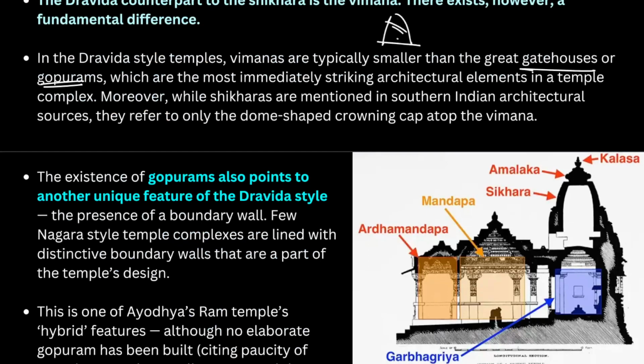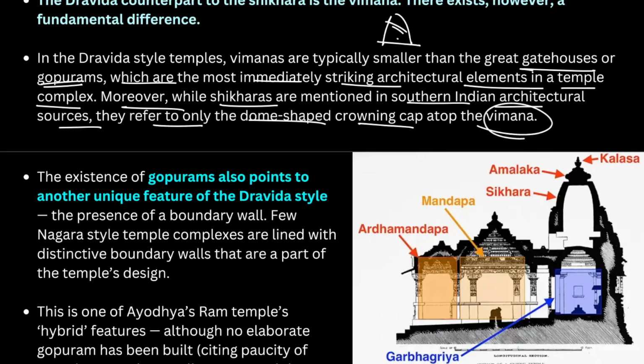You can see in multiple temples in the south, which are the most immediately striking architectural elements in the temple complex. Moreover, while Shikhara are mentioned in southern Indian architectural sources, they refer to only the dome-shaped crowning cap atop the Vimana. So Shikhars are there, but they are very, very small, minuscule. The Vimana is main. And even Vimana is very small when considered to Gopurams.